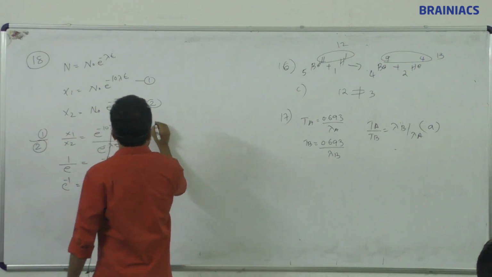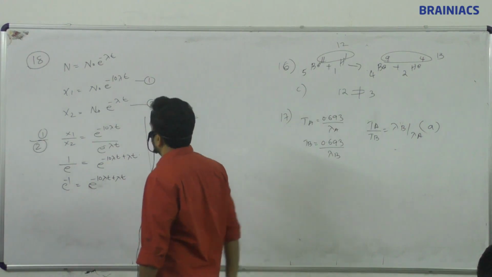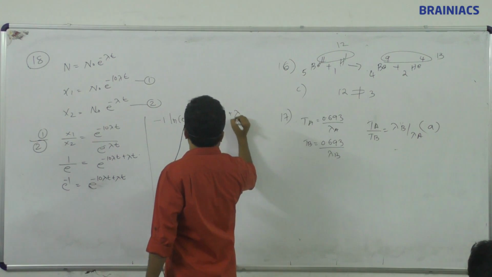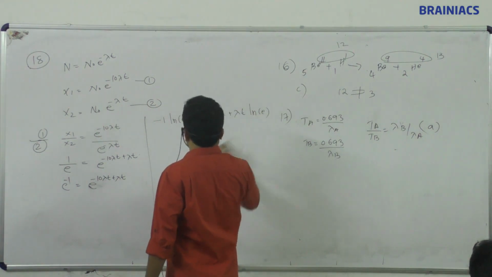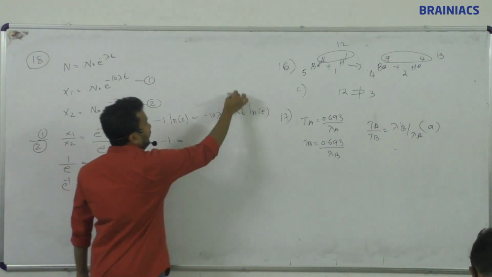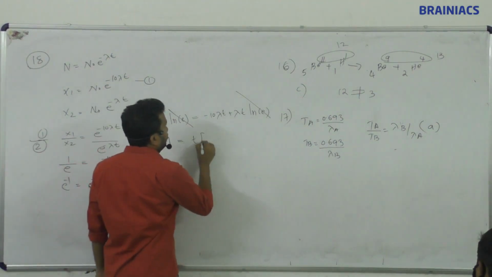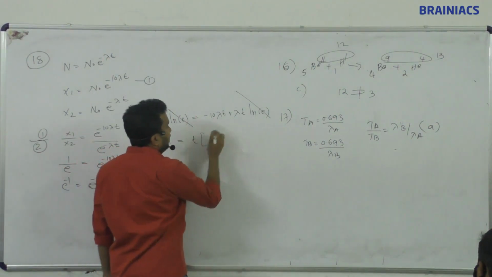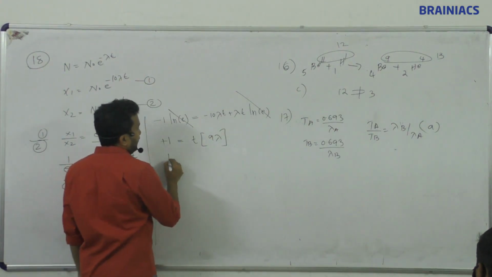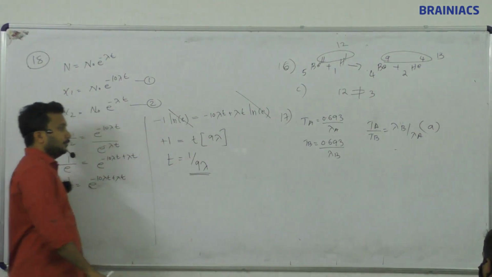Or if you take log, what will come? Minus 1 natural logarithm of e is equal to minus 10 lambda t plus 9 lambda t natural logarithm of e. That is a logarithm, so log e cancels. Minus 1 equals t into minus 10 lambda plus 9 lambda. So t is equal to 1 by lambda.